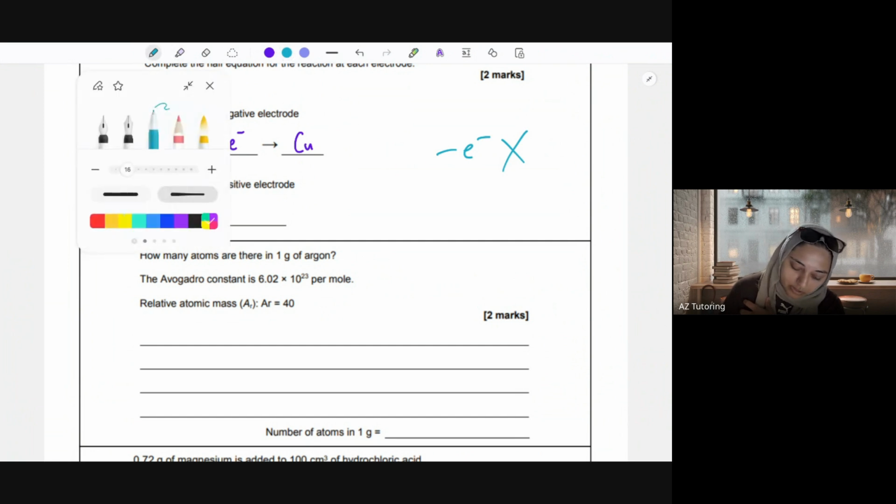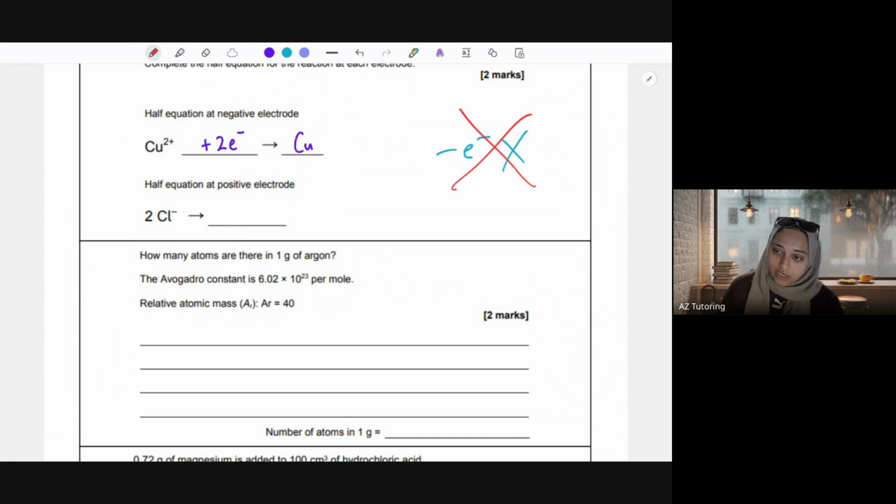I'll put a big red on that. So don't ever write minus electrons. Okay, with this one, the chlorine is going to become a diatomic chlorine, just like that. They're giving you a bit of a clue. They've got a longer line there, so they probably want you to write a bit more things.